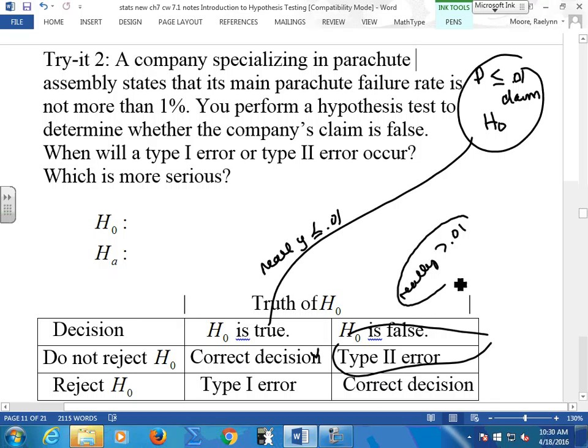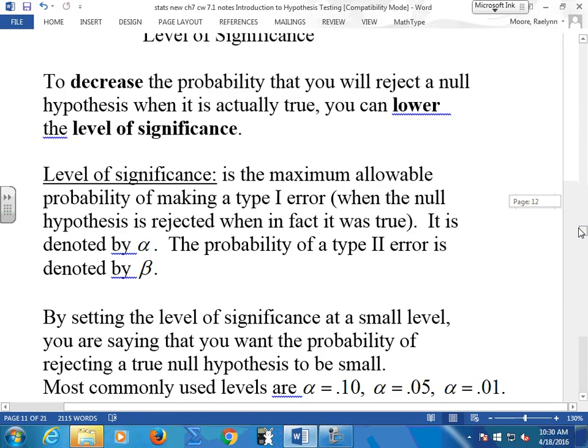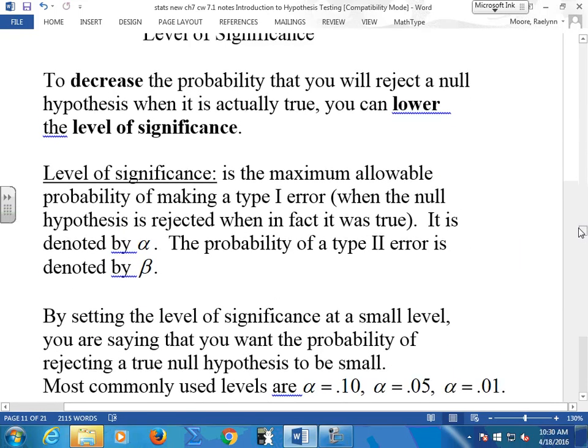So which error would be worse? Type 2. So maybe with type 1, I'm hurting his business a little bit, but I'll pick it up. I'm worried more about the lives that I might lose instead of the business. So again, it's just kind of which one is worse at the time. All right, but we're not going to dwell on that, other than the fact that we use type 1 errors.